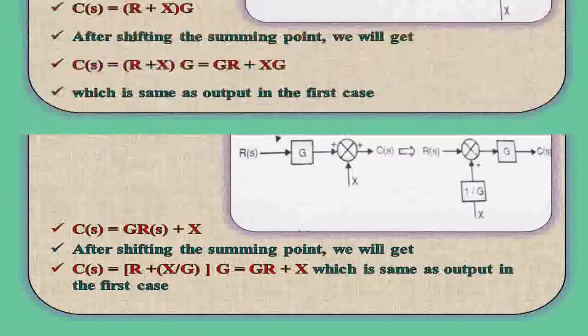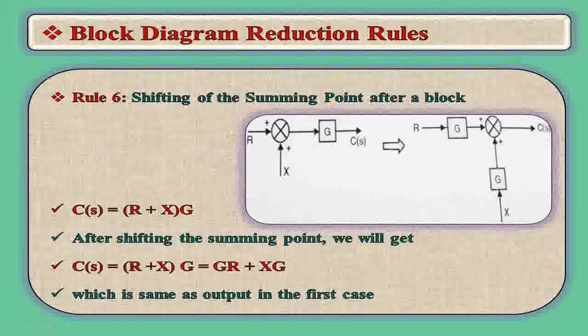Now next is rule number 6. The rule number 6 is the shifting of summing point after a block. Here we can see the basic diagram of transformation. When we shift the summing point after any block, we require to do the transformation to attain the same result. Here the output C(s) is equal to R plus X into G.